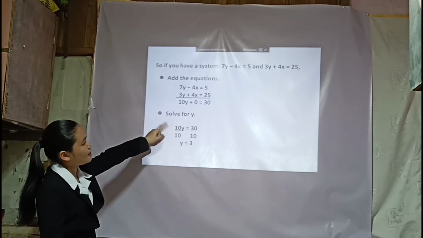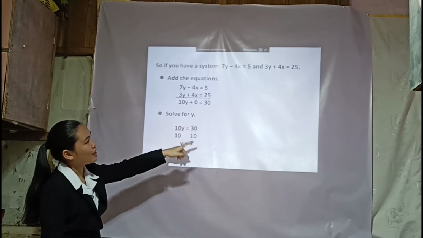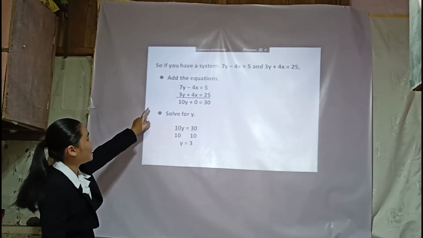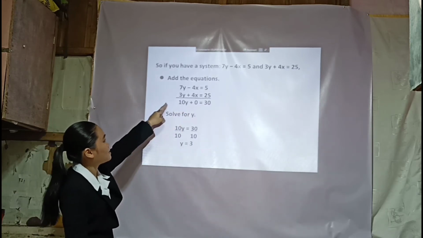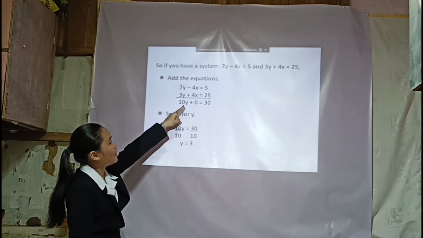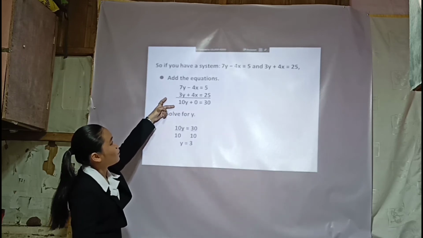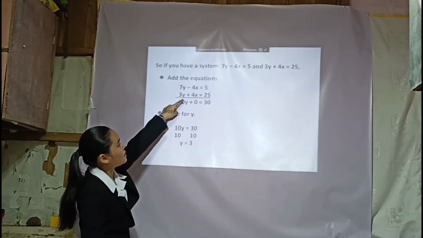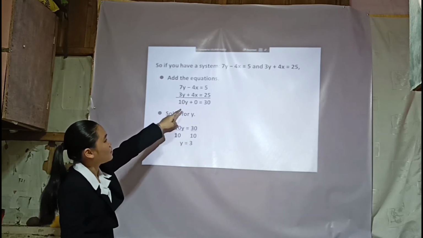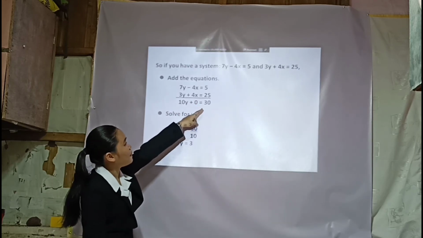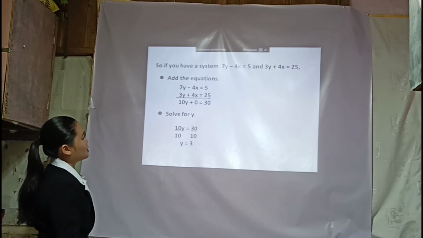So, if you have a system 7y minus 4x equals 5 and 3y plus 4x equals 25, the first step is add the equations. So, 7y minus 4x equals 5 plus 3y plus 4x equals 25. So, 7y plus 3y equals 10y. Negative 4x plus positive 4x, since they have different signs, subtract, so it becomes 0. 5 plus 25 equals 30. So we have the answer in the first step.